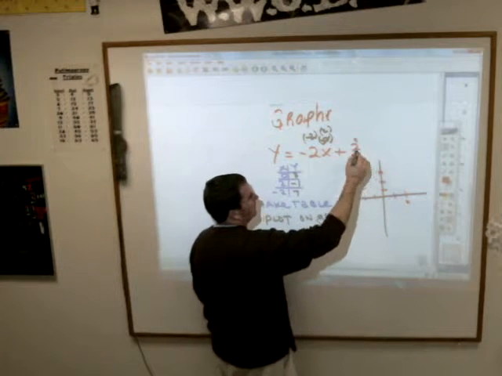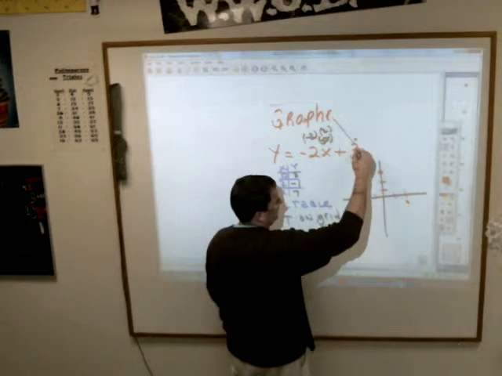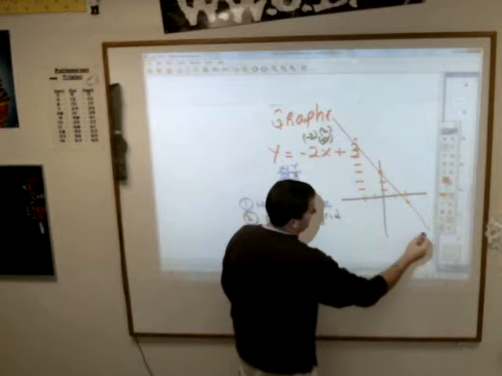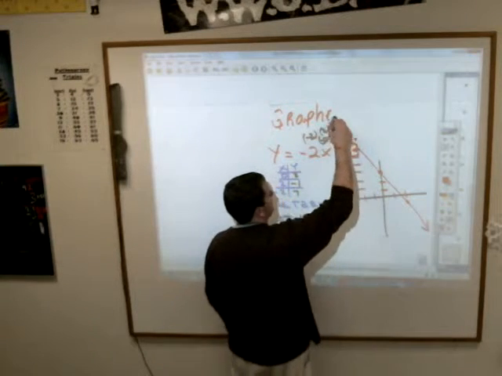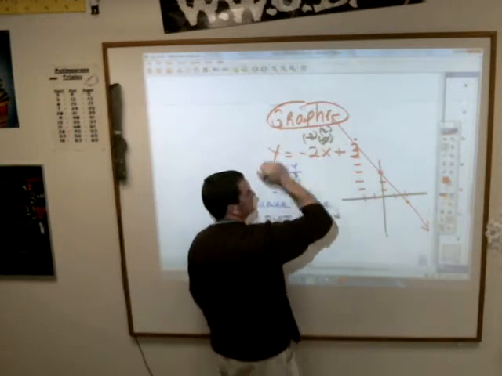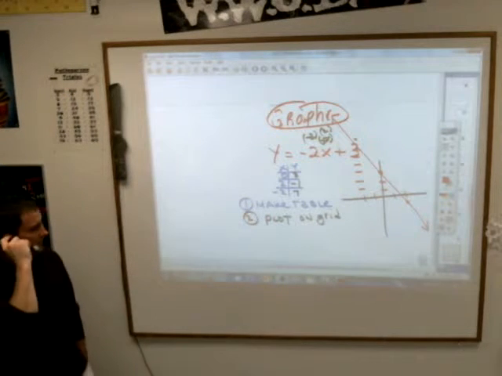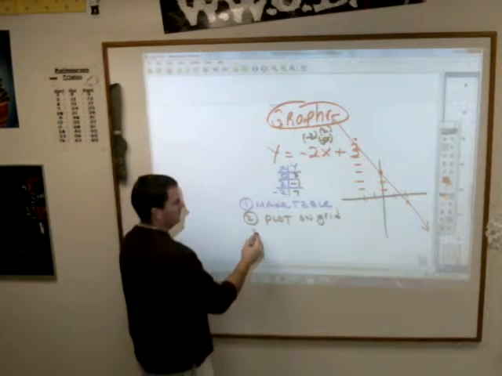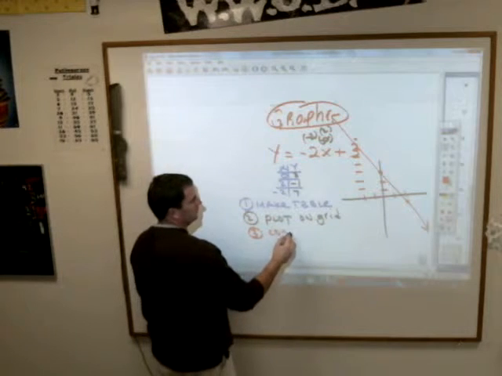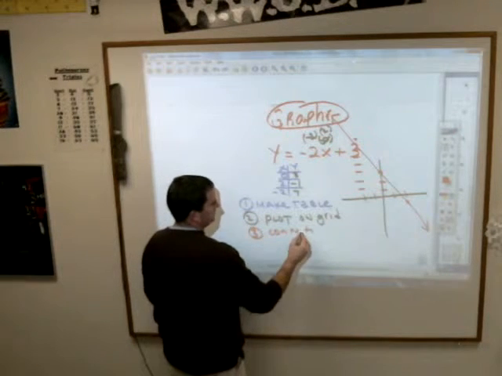Let's move you right here. And there is the line that with my ruler I get a nice straight line right there. That is graphing. Okay, that is what they say when they say to graph. You connect the dots.